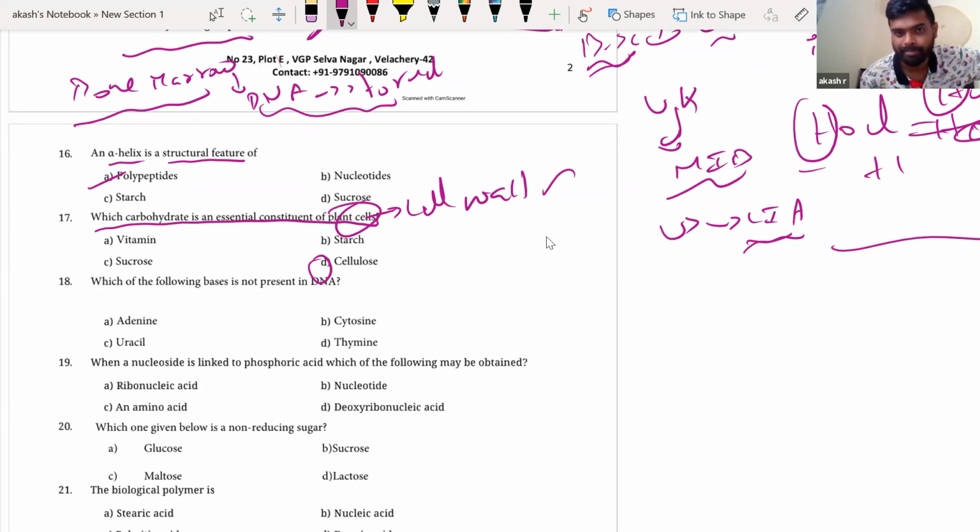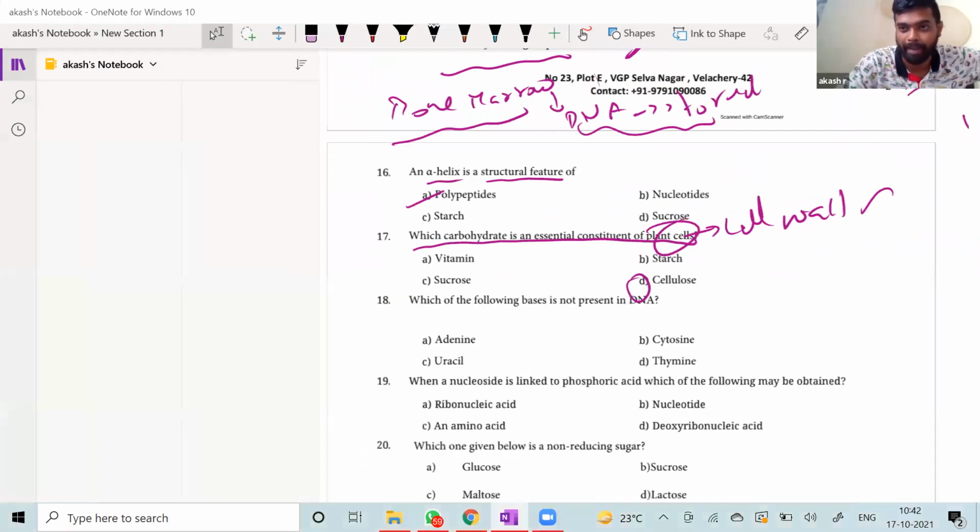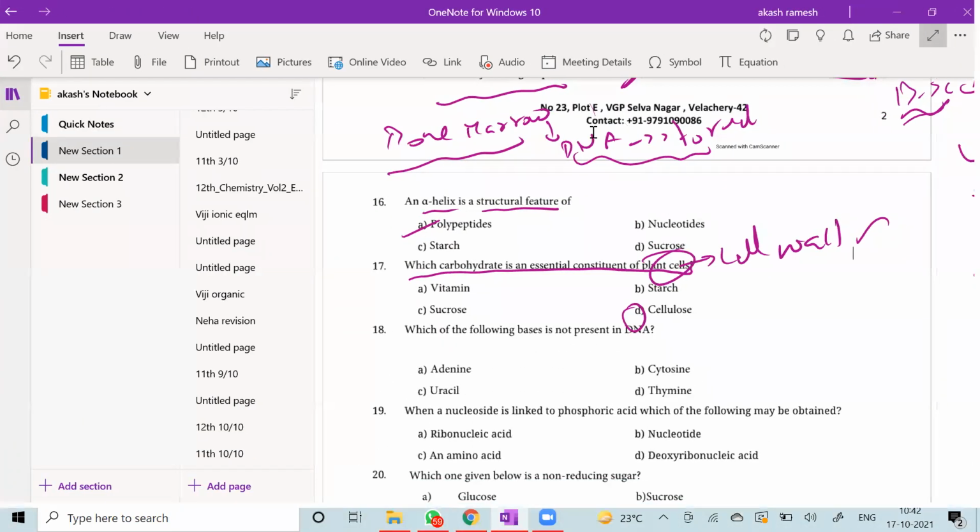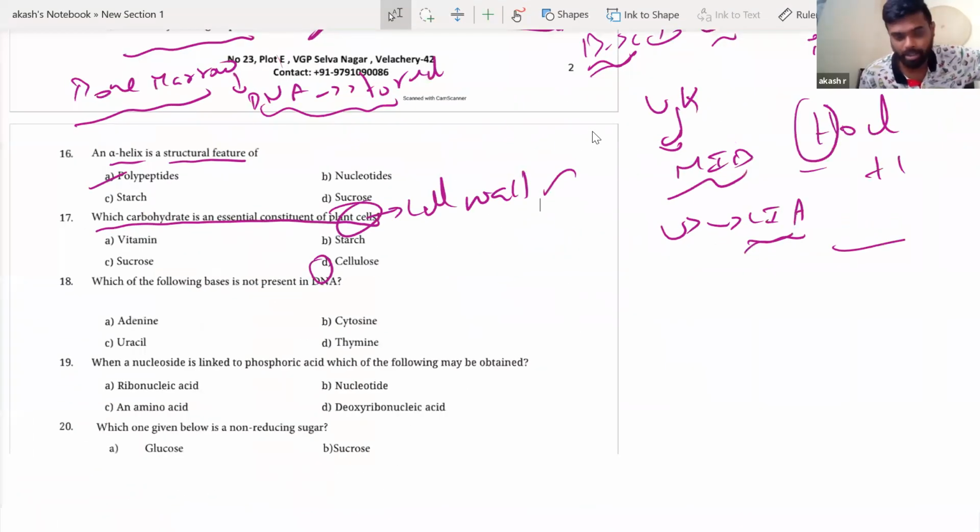Am I right? Biology. Go on. Is it correct? Any biology student here? I know there are 21 people. Am I right? Whoever is saying yes, plant cell has a cell wall. Am I right? Okay, good.